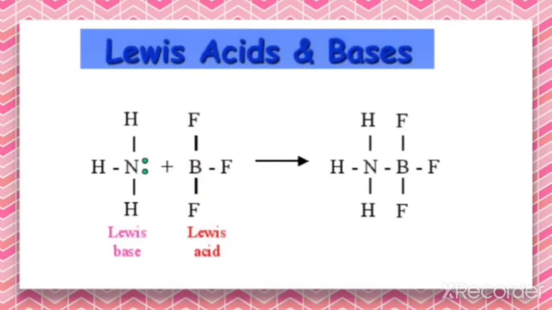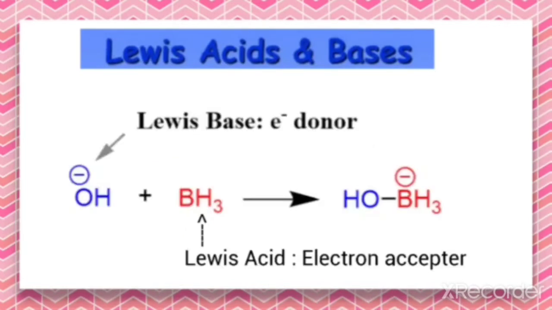Here is one more example we will take: OH negative plus BH3. Here also we can see OH negative is negatively charged, which means it is electron rich, and BH3 is a neutral molecule but electron deficient. Therefore it acts as a Lewis acid, an electron acceptor, and OH negative is the electron donor. So here also there is a formation of a bond between them.